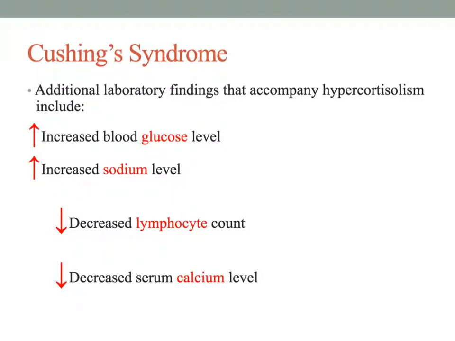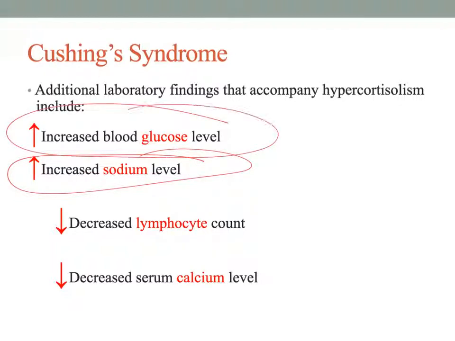Lab values for a patient with Cushing's disease are somewhat the opposite of a patient with Addison's, especially when it comes to the sodium level. They actually have an increased sodium level and an increased glucose level. If you recall, the patient with Addison's disease has a low glucose level and a low sodium level. So they're the opposite there.